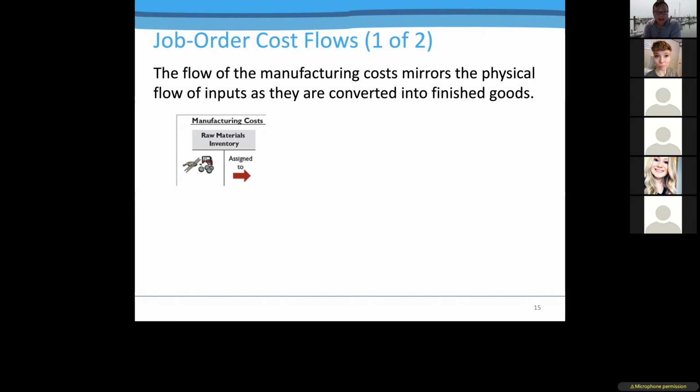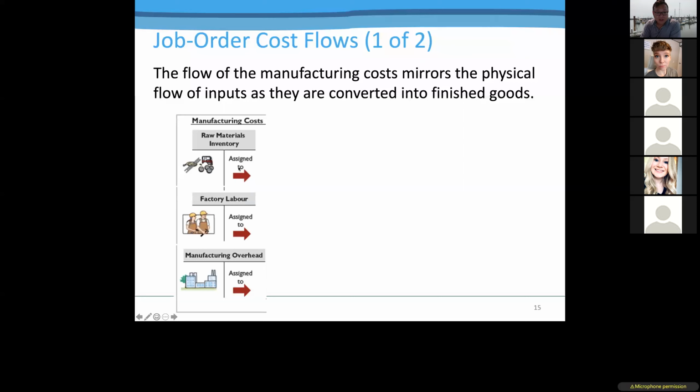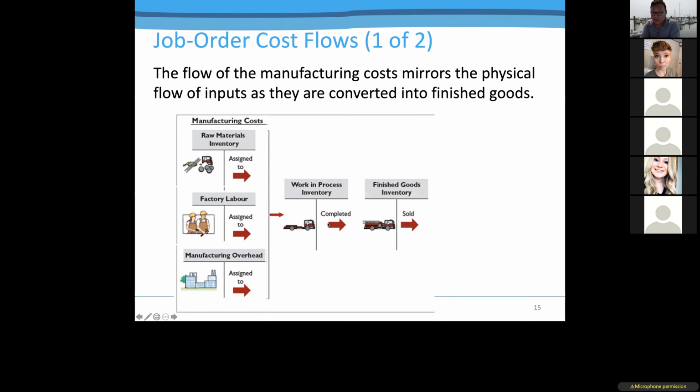So what do we mean by that? Is that all this cost, right? Your materials, labor, and overhead, they are flowing into your work in process inventory. And then once this product is completed, the cost will keep flowing into your finished goods inventory. And then when you sold these items, that cost will flow to the income statement, right? That's the cost of goods sold. So the cost will finally reach the income statement. Before this point, it always stays on the balance sheet as part of the inventory.